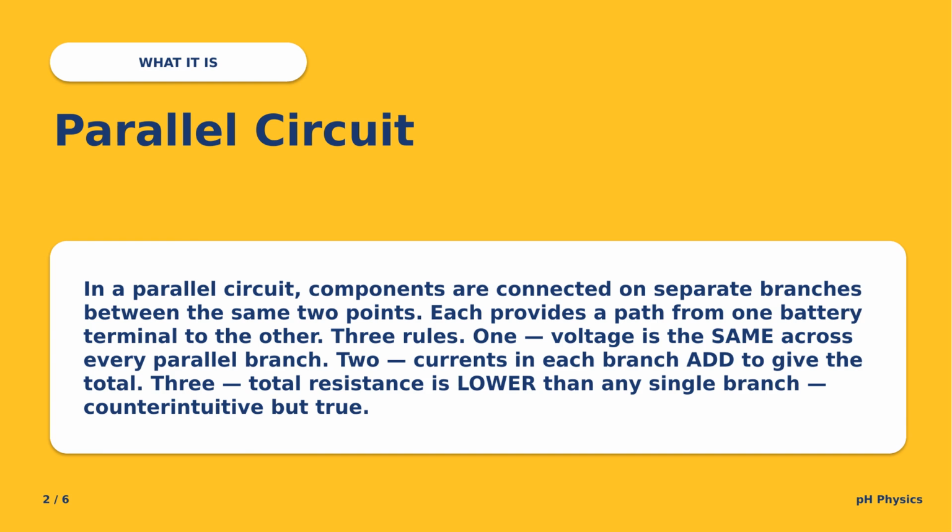3 rules. 1, voltage is the same across every parallel branch. 2, currents in each branch add to give the total. 3, the total resistance is lower than any single branch. Counterintuitive, but true.